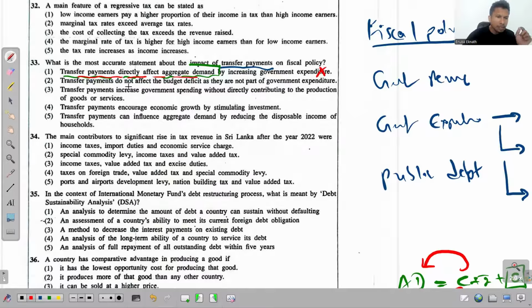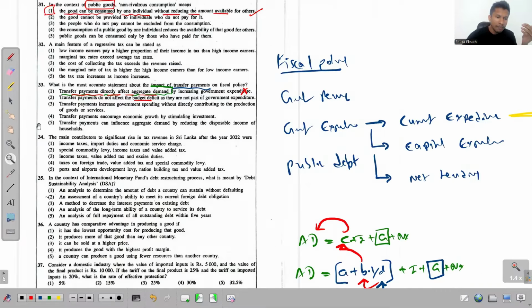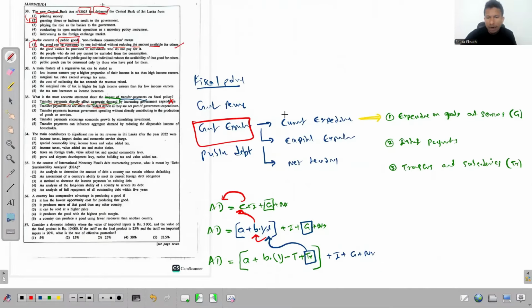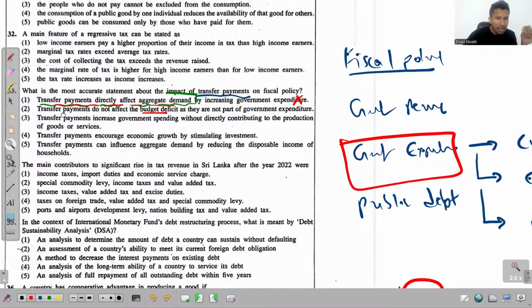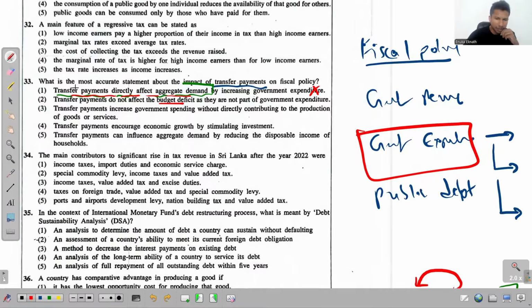Second one, transfer payments do not affect the budget deficit. We can't say that, because there is an impact of transfer payments on the budget deficit. The reason is that it is a part of government expenditure. Government expenditure gets divided mainly into three, and inside current expenditure we get transfers. So this is a part of the government expenditure and hence it creates an impact on the budget deficit. And the other part says they are not part of the government, which is totally wrong.